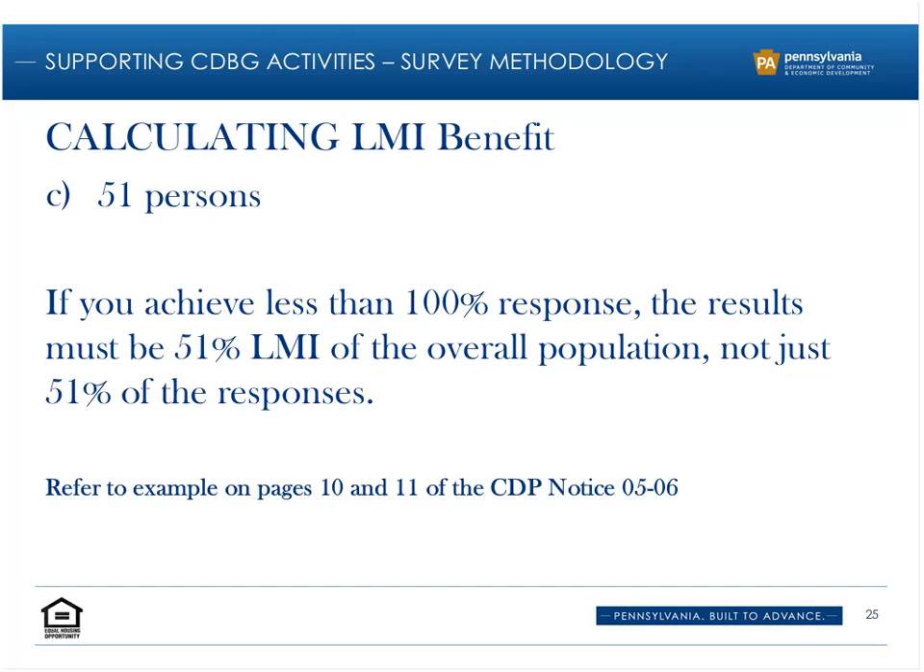If you're achieving less than 100% response rate, the results must be 51% of the overall population. And again, I had pointed this out earlier in the CPD notice, this only applies for those surveys where you're doing 100% of the population, whether it's a small number or a large number. You have to be very careful with this particular one. On random surveys, you will not have to worry about it because your K2 will account for your entire universe. And so as long as your results prove 51%, we should be good.